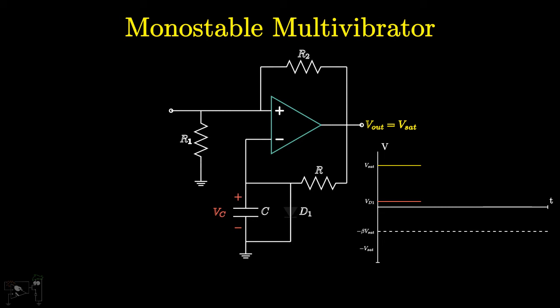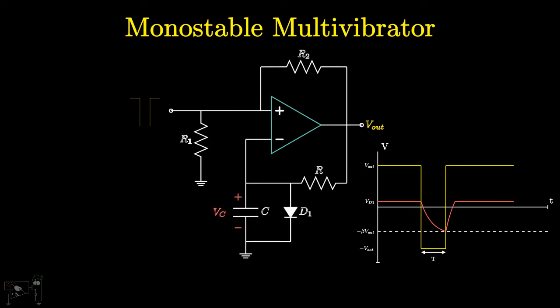Now, if we apply a negative trigger input sufficient to make VID negative, then the output changes to minus Vsat. After this, the diode is reverse biased and hence, the capacitor starts discharging towards minus Vsat. Once it crosses minus beta Vsat, VID becomes positive. The output changes to plus Vsat and the circuit is restored to the stable state. Therefore, we get a pulse of a certain width as the output.